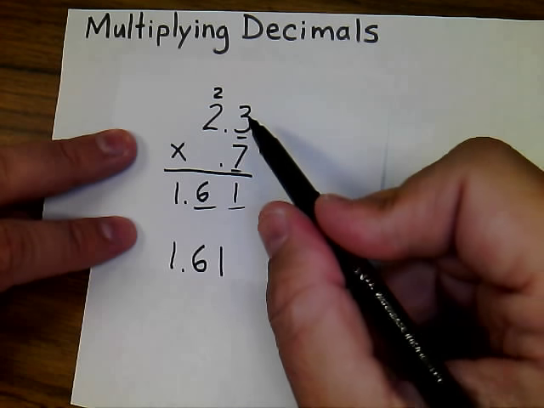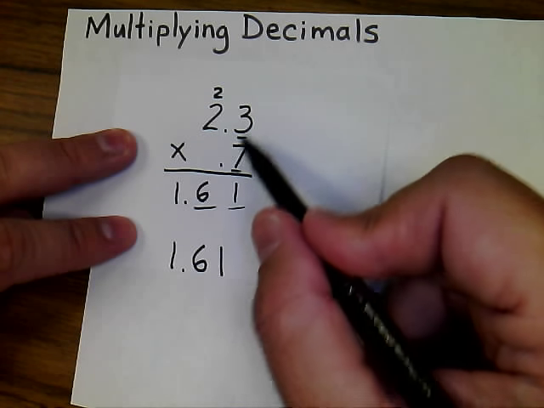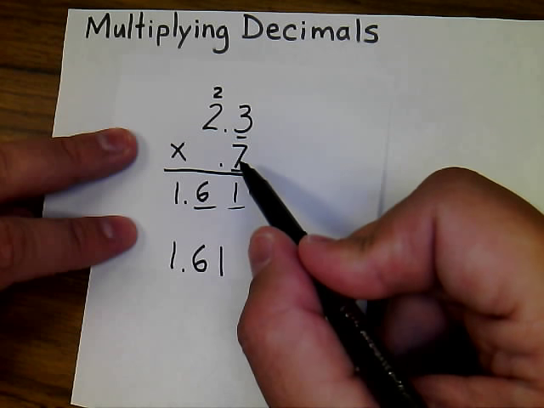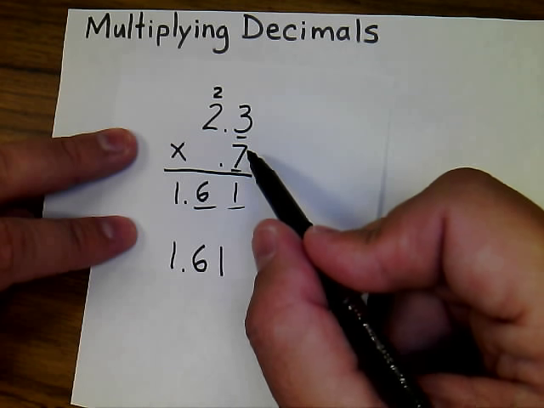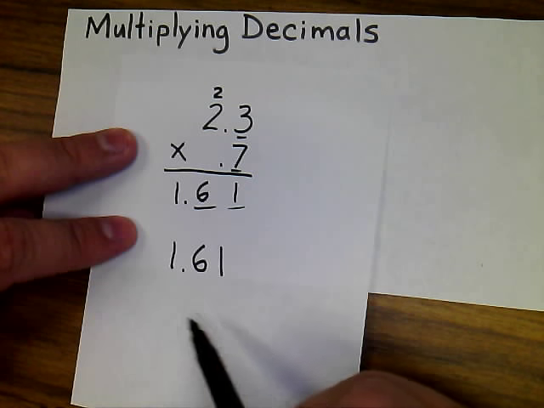And again, we're multiplying 2.3 times 0.7. So we're multiplying by a number that's less than 1. We should anticipate that our answer should be less than our original factor of 2.3.